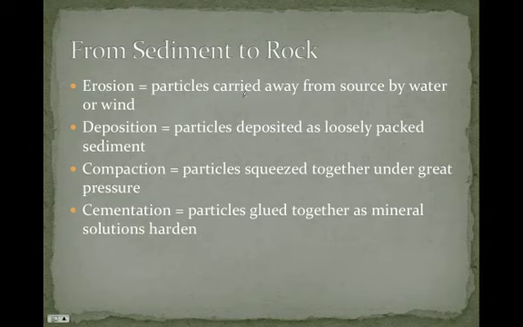First is erosion. That's when particles are carried away from the source where they're broken down by water or wind. They're deposited in loosely packed sediment. Then compaction is when they're squeezed together under great pressure. Cementation is when they're glued together as the mineral solutions harden. So the 4 steps for a material such as sediment to become a sedimentary rock: erosion, deposition, compaction, cementation. Weathering is the process where the old rock, whatever it was before, whether it was a sedimentary rock, igneous, or metamorphic, got broken down by water, gravity, ice into sediment, and then it starts this process to become a sedimentary rock.